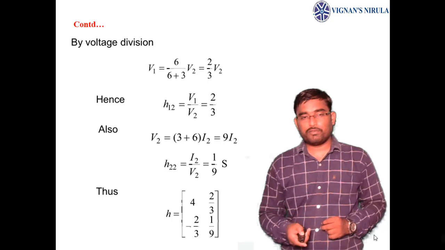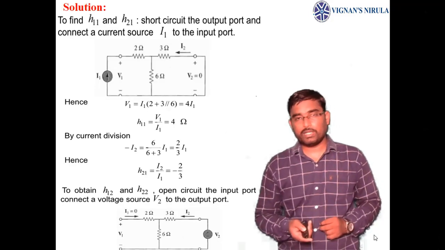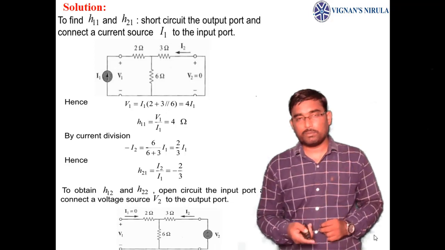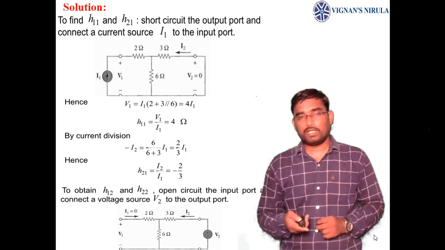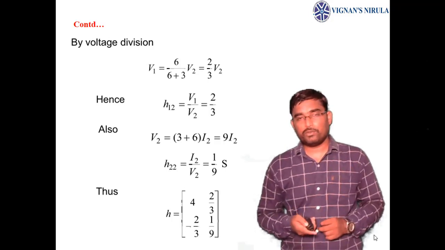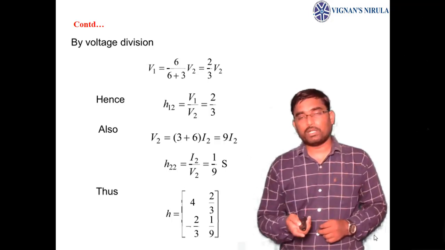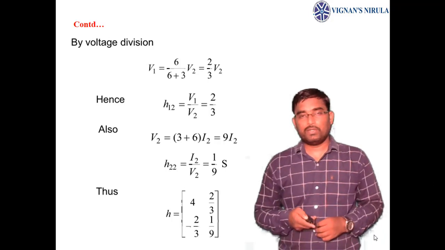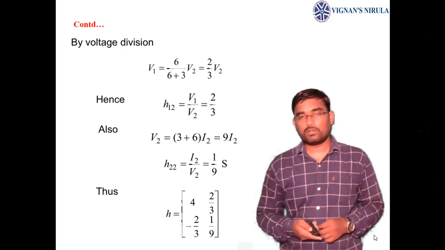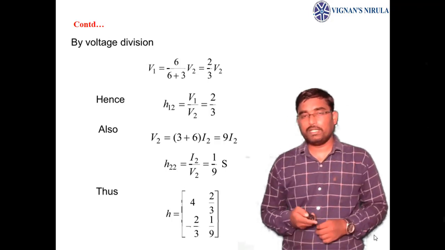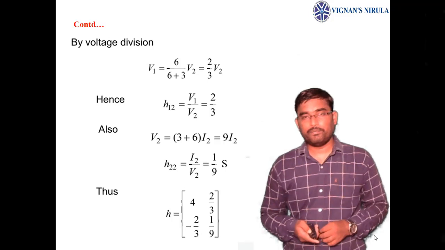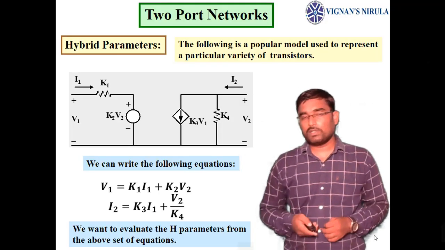Next, from this circuit we can write V2 equals I2 into the total resistance. Total resistance means 3 and 6 are in series, so 3 plus 6. So V2 equals 9 I2. From this we can write H22 equals I2 by V2 equals 1 by 9 Siemens. So in this way we can find the H parameters. H11 equals 4, H12 equals 2 by 3, H21 equals minus 2 by 3, and H22 equals 1 by 9. And let us take one more circuit.